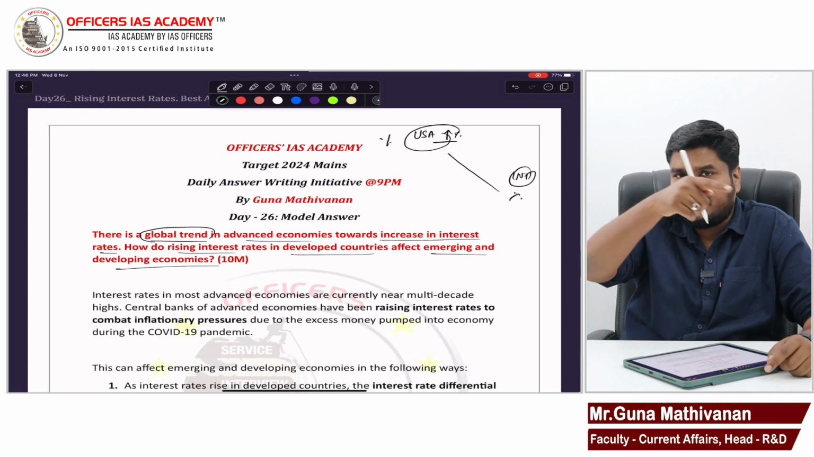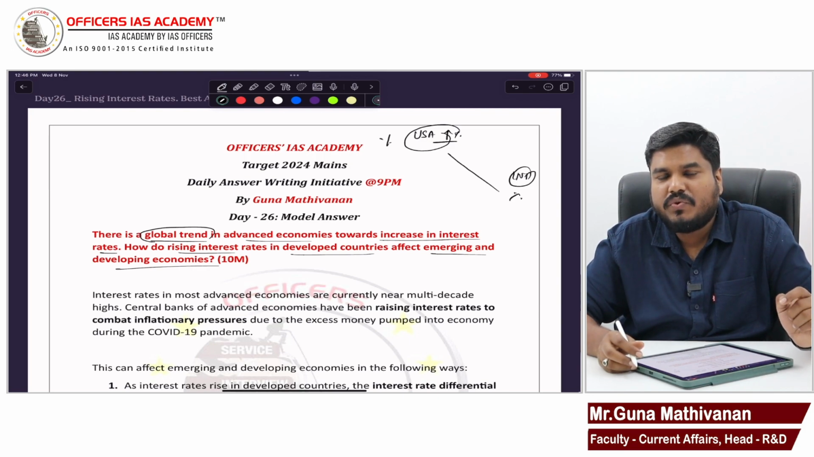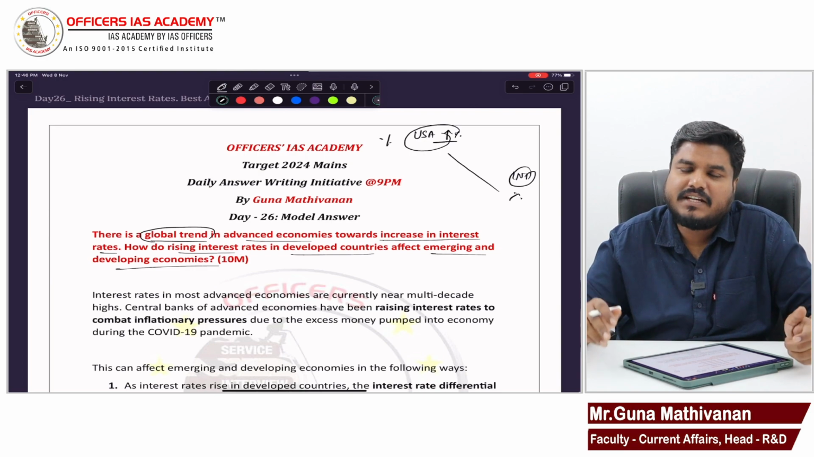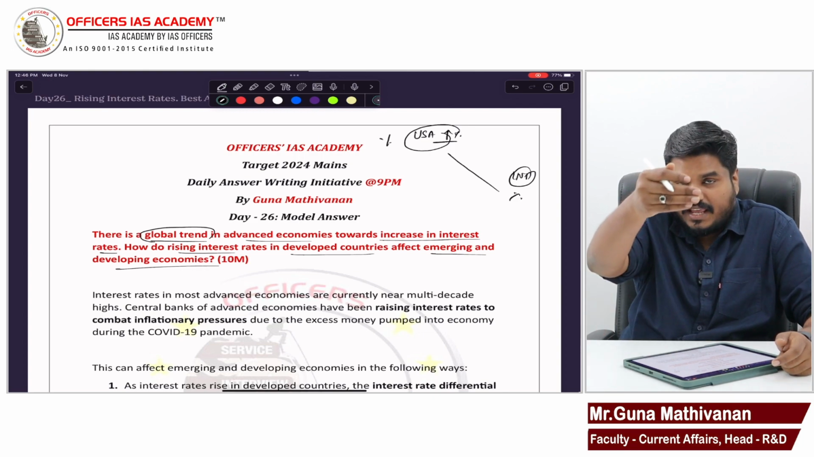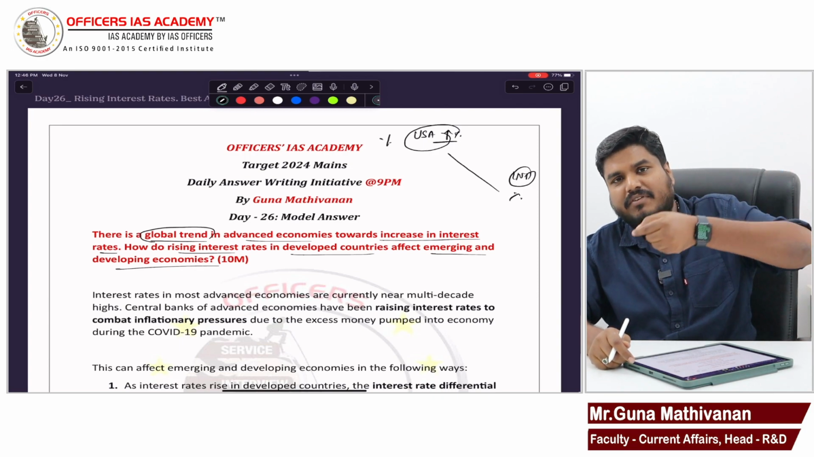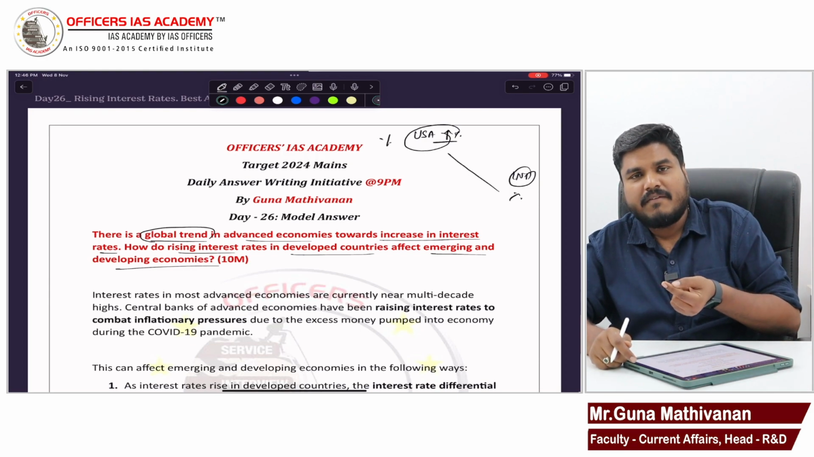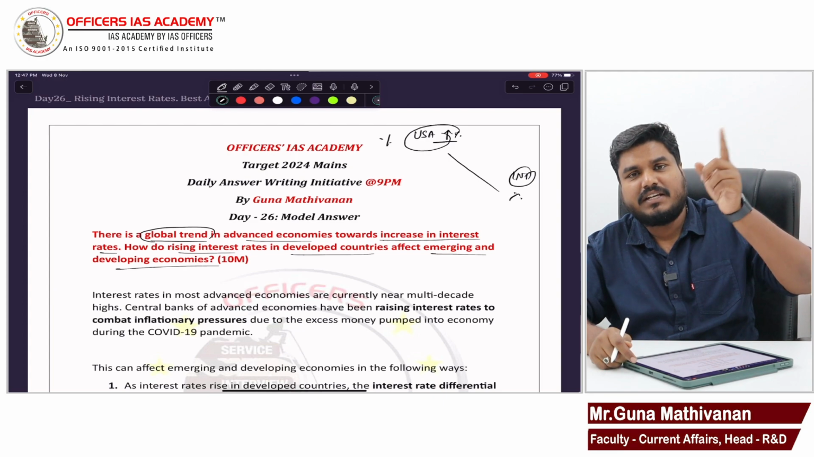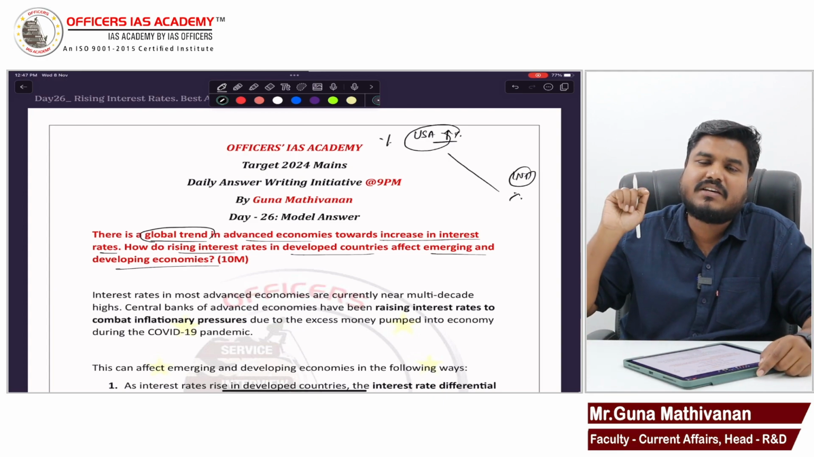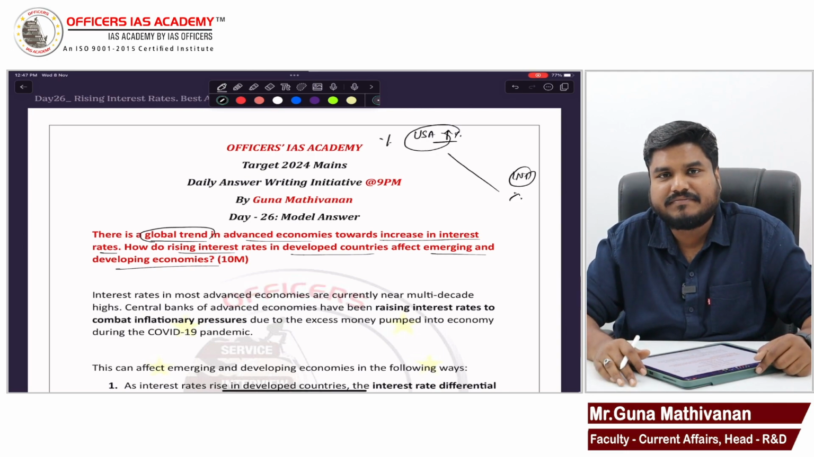Now, because of this reduced inflow and increased outflow, what will happen? The rupee value will be affected. When rupee value is getting affected, your imports will become costlier. Right? So, like this, you have to establish the links. So, when the interest rate is increased, capital inflow is reduced, capital outflow is increased. This, in consequence, will decrease my rupee value. When the rupee value is decreased, my imports become costlier. When my imports become costlier, my forex will be affected. Right? When my forex is getting affected, that can even lead to balance of payment crisis in the emerging economies.